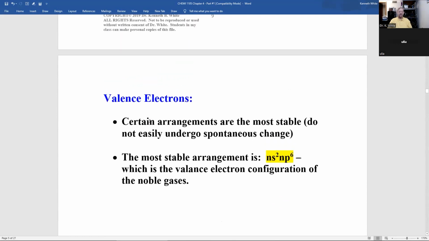Valence electrons, certain arrangements, are most stable. They're happy, and they do not undergo spontaneous change. And the most stable arrangement is ns2 np6 valence electrons, where n would be any number, 1, 2, or 3. And that's the same number of valence electrons as the noble gases. 8 electrons, 2 plus 6.